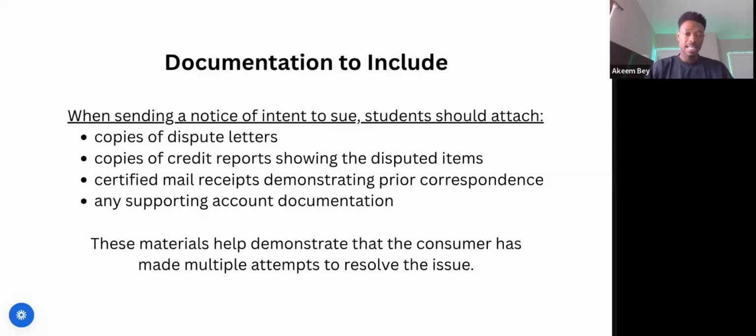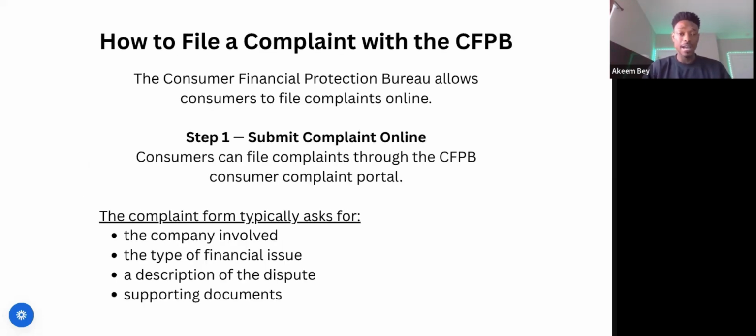So documentation that you want to include when sending a notice of intent to sue: copies of your dispute letters, copies of credit reports showing the disputed items, those certified mail receipts demonstrating prior correspondence, the return receipt, and any supporting account documentation. And these materials help demonstrate that you have made multiple attempts to resolve the issue, but it never happened.